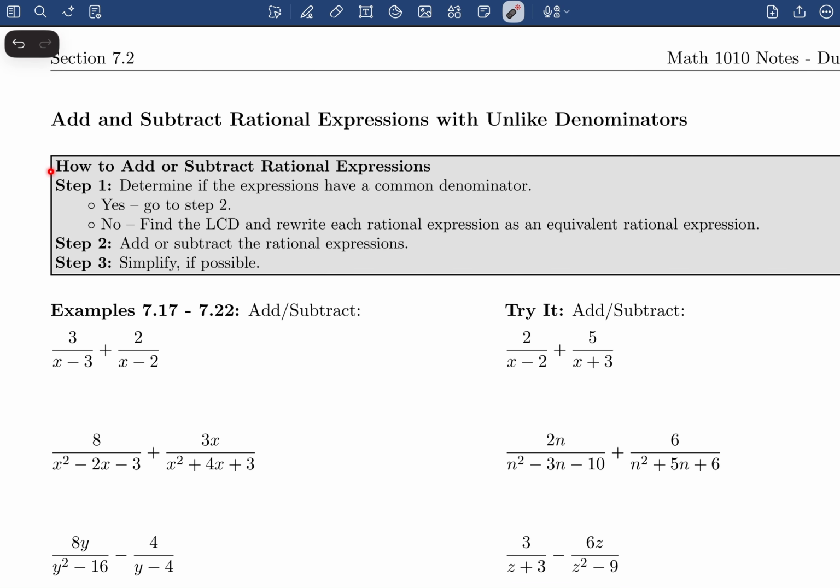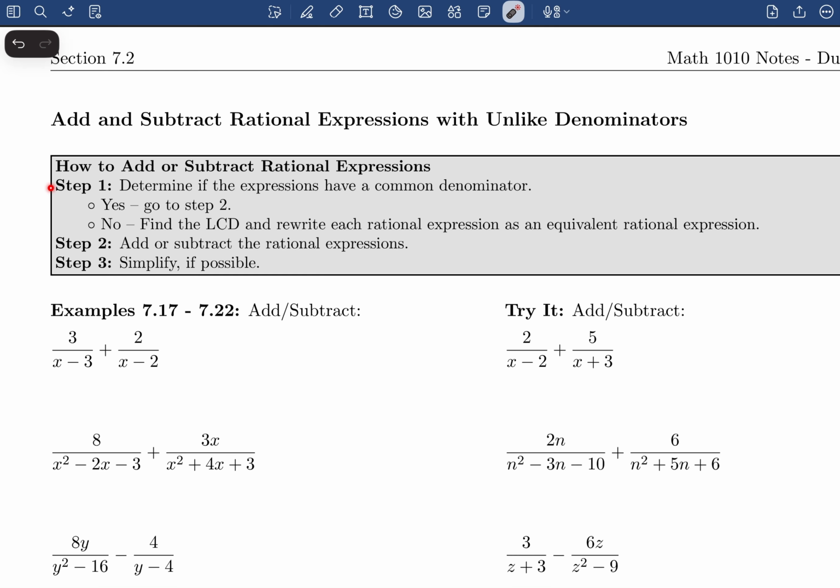How do you do that? Step 1, determine if the expressions have a common denominator. If they do, go to step 2 right away. If they don't, then you need to find the least common denominator and rewrite each rational expression as an equivalent rational expression. Then step 2, add or subtract the rational expressions now that you have a common denominator. And step 3, simplify if possible.